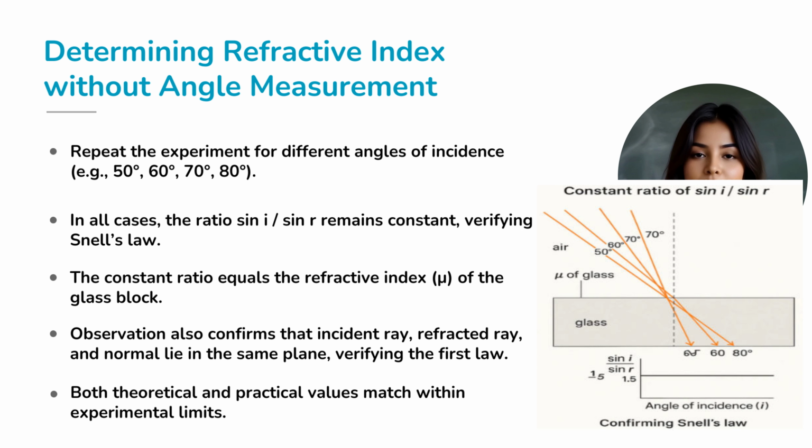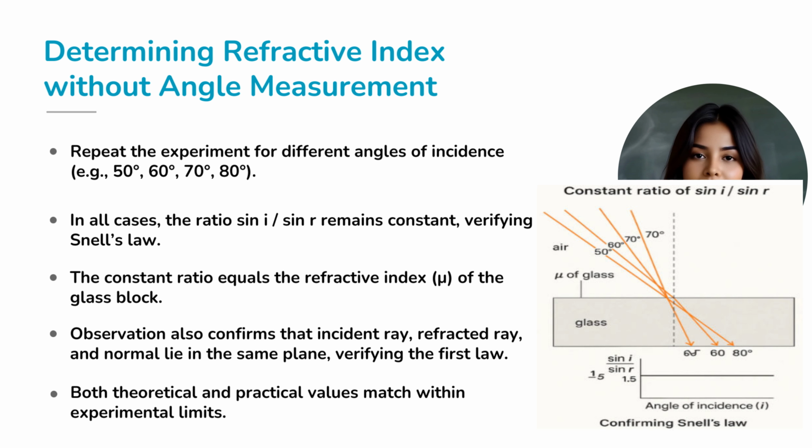degrees, 70 degrees, and 80 degrees. Each time, we calculate sin I and sin R and check their ratio. The beauty is, no matter what the angles, the ratio remains constant. This constant value is the refractive index, mu, of the glass block.